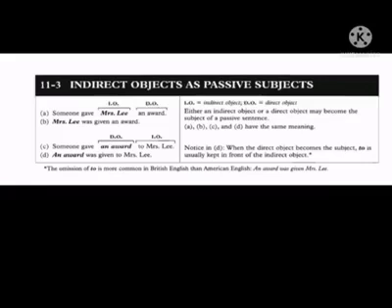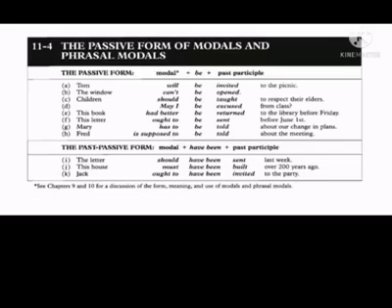Notice in D, when the direct object becomes the subject, to is usually kept in front of the indirect object. The omission of to is more common in British English than American English. An award was given Mrs. Lee.